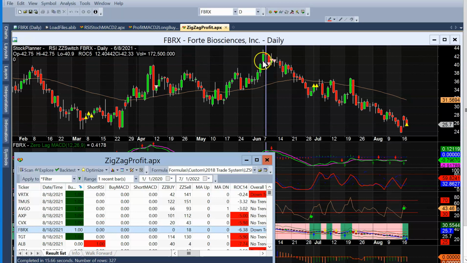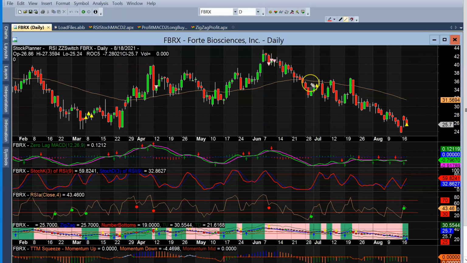Fortescue really beat down. If you believe my system, you had an RSI signal here, and that would have been a winner. You had a short here, that would have been a winner. And you had a long here, that would have been a loser. And now you have a long here.